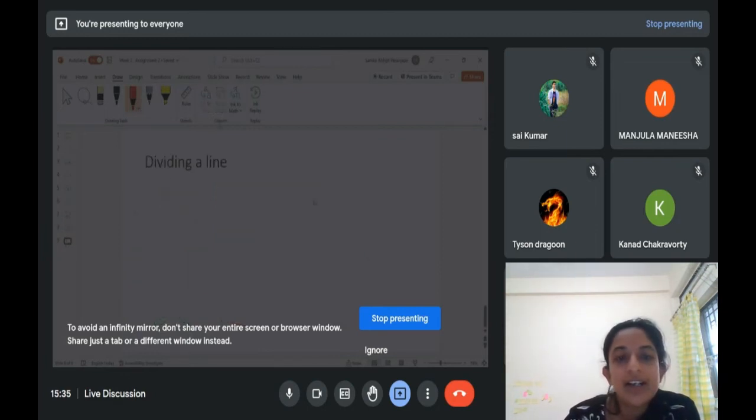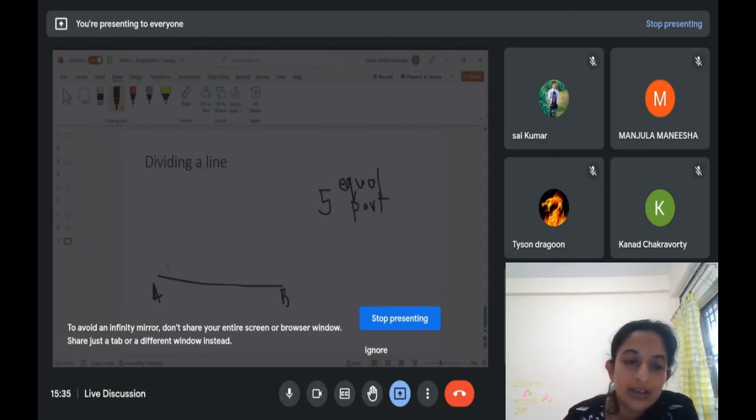So the next topic is dividing a line. If you are given a line, let's say AB, and you want to divide this line into, let's say, 5 parts. Mind you, these 5 parts can be randomly done by me, but what I need is 5 equal parts. That's why we need to do all this construction. So if I want to divide this line AB into 5 equal parts, what does the procedure say?